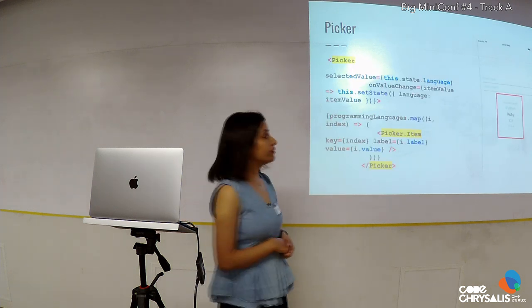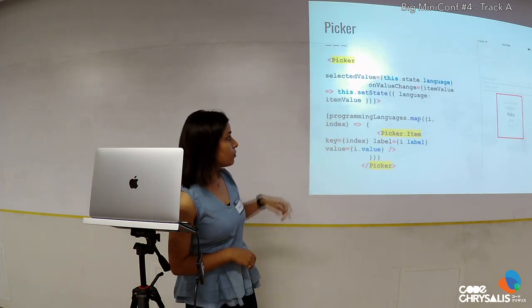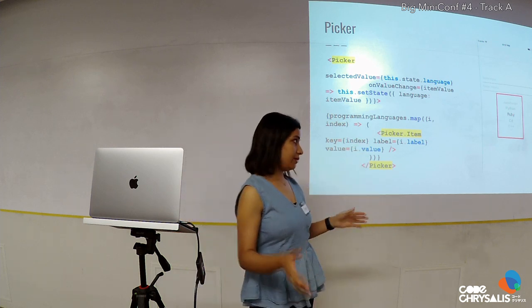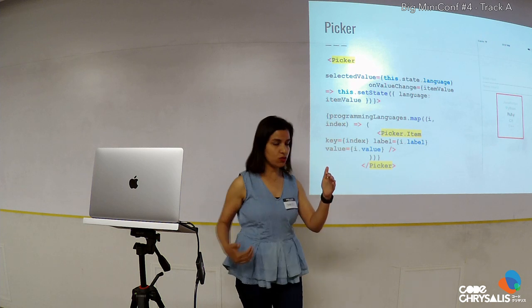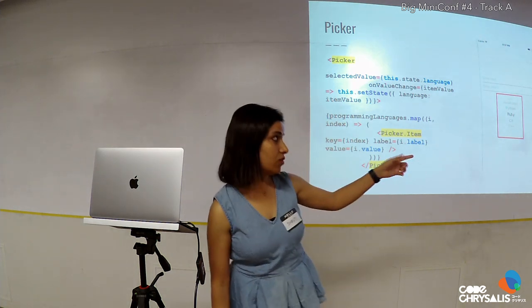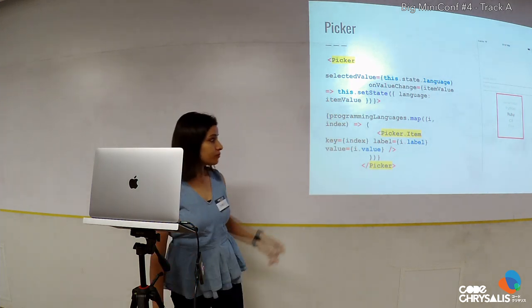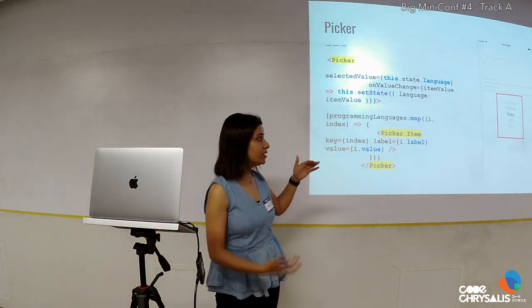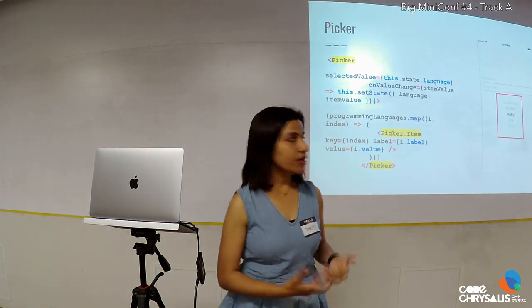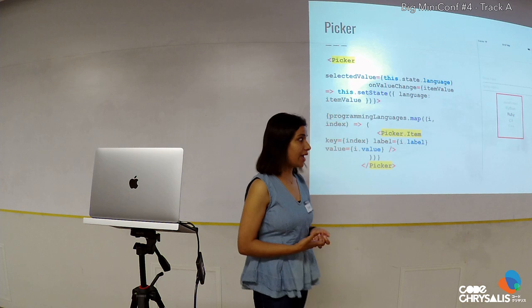Here is an example of a picker. You just add a picker tag and then you specify the picker items, like what items you want in the drop down, and it will give you a picker like you see on the left side of the screen. It's very easy, you don't have to write anything custom. These are all pre-made components in React Native.